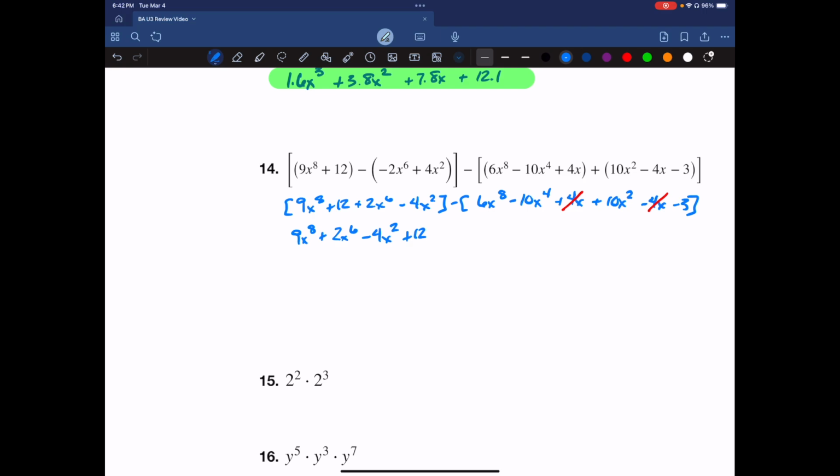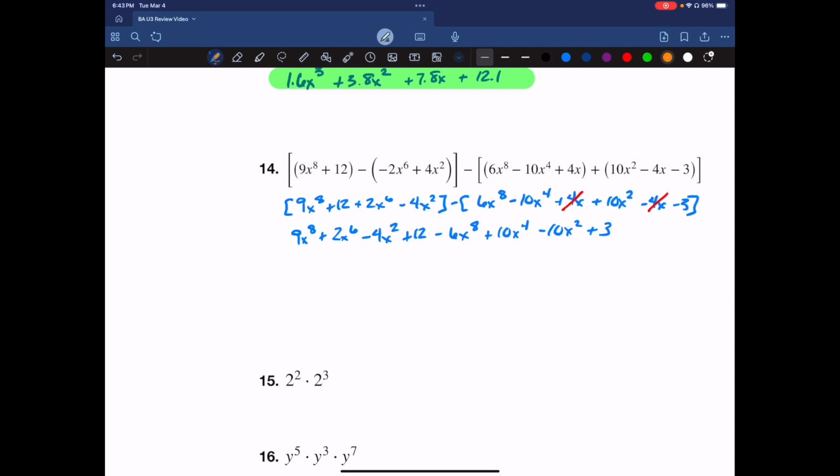Now I'm going to distribute the negative. So it's going to be minus 6x to the 8th plus 10x to the 4th minus 10x squared plus 3. Okay, there's a lot going on.